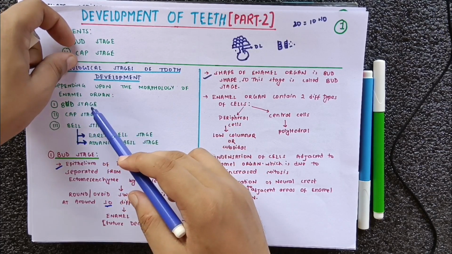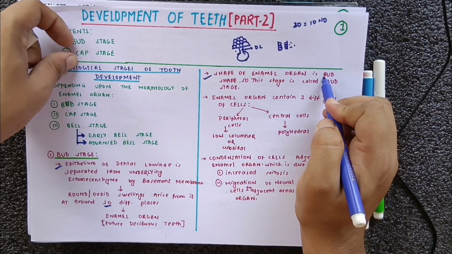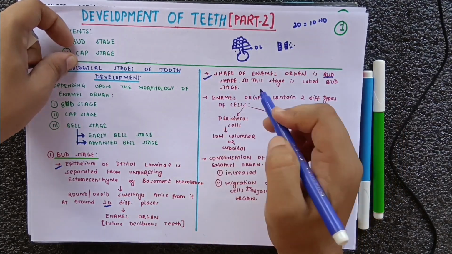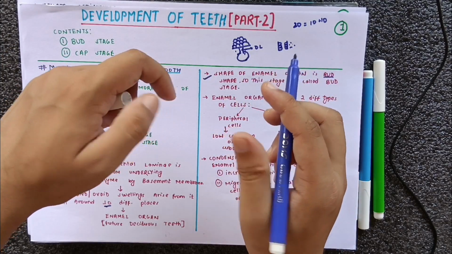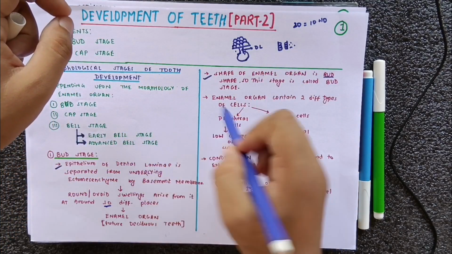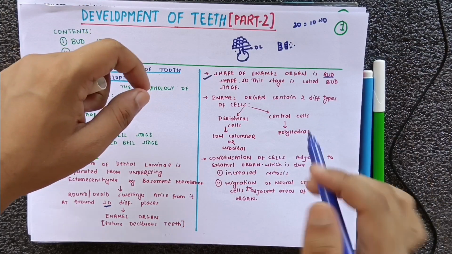So in the bud stage, the morphology of the enamel organ is that of a bud. Bud means like a flower bud. Have you seen one or not? So the enamel organ present in this stage is just similar to a flower bud.